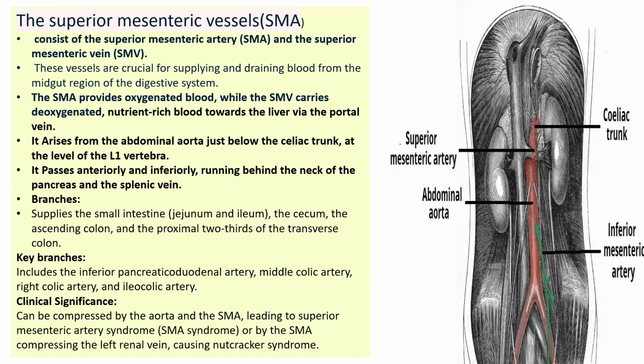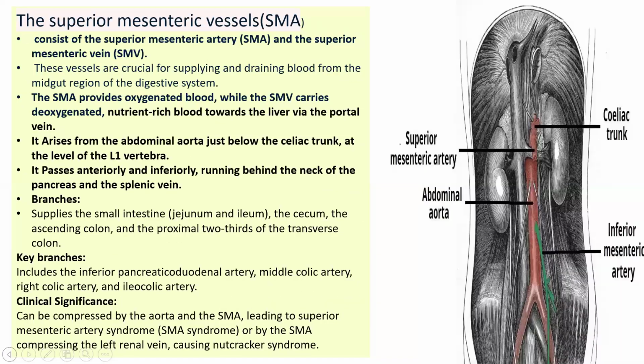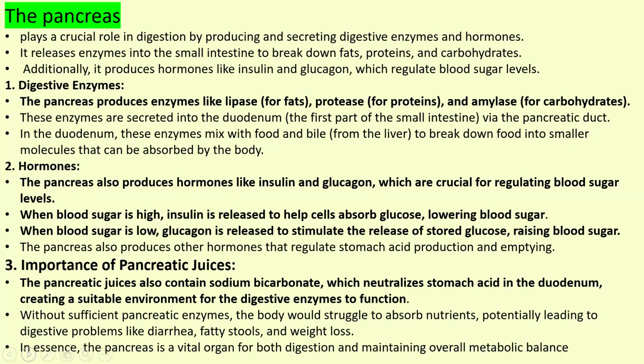So the pancreas plays an important role in digestion by producing and secreting digestive enzymes and hormones. It releases enzymes into the small intestine. This is about the function of the pancreas. I am going to explain the superior mesenteric vessels, but first, to know about the function: the pancreas plays a very important role in digestion by secreting digestive enzymes and hormones. It helps in releasing enzymes into the small intestine.